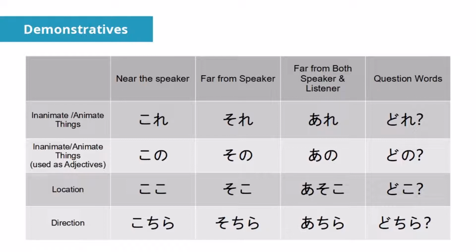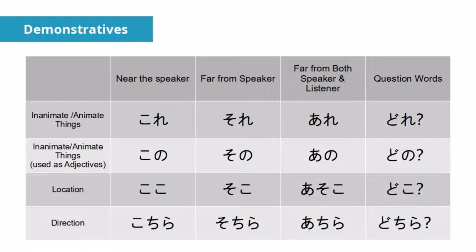Now if we want to point at an object and say, okay, this is a ball or this is a pen or that is a pen, how do we do that? For that we use these words: kore, sore, kono, sono, koko, soko, kochira, sochira. For this we have a list.